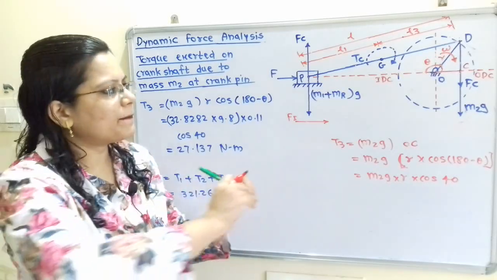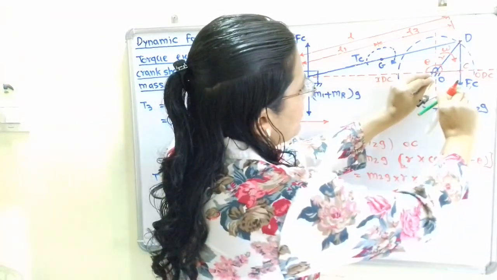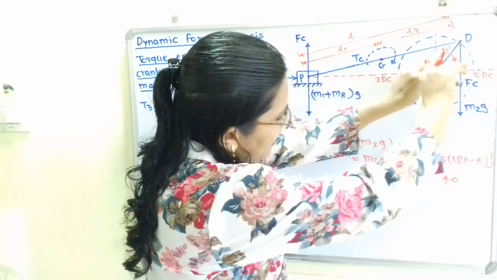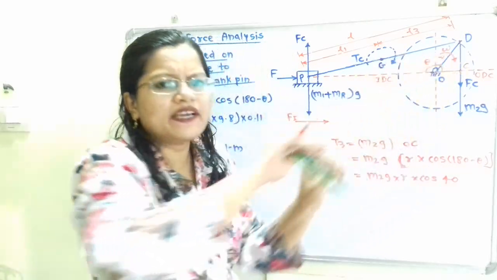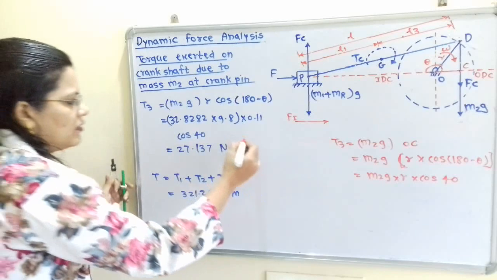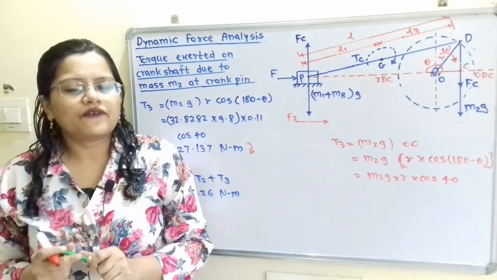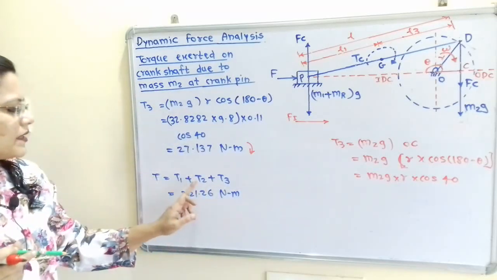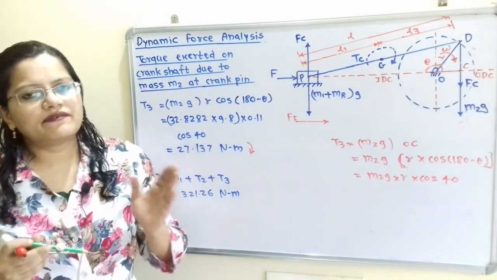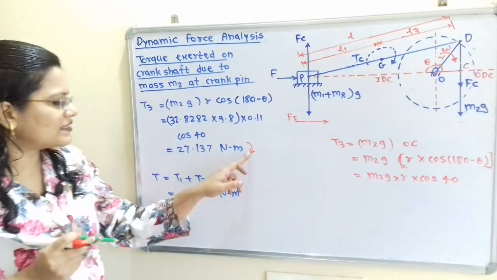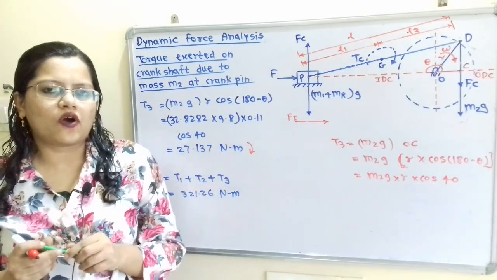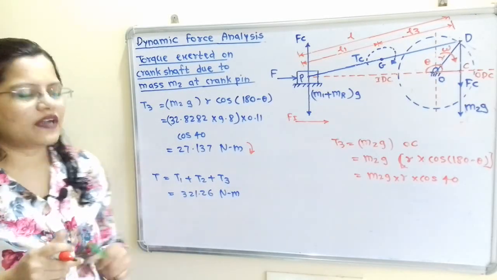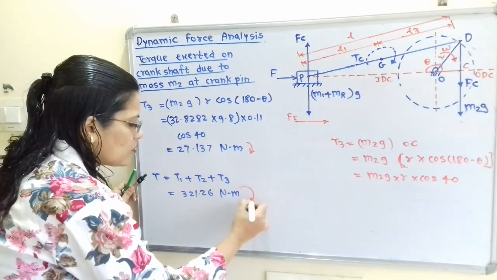Now how to decide the direction? With the help of a compass, if I place here this point O and I move the compass in the direction of weight, then here is the clockwise direction. Now we will calculate the torque, and that is nothing but the addition of torque T1 plus T2 plus T3. Now T1 and T2 are also in clockwise direction and T3 is also in clockwise direction. So the answer is 321.26 Newton meter, and the direction is clockwise.